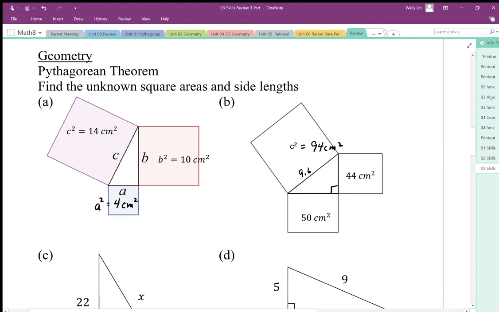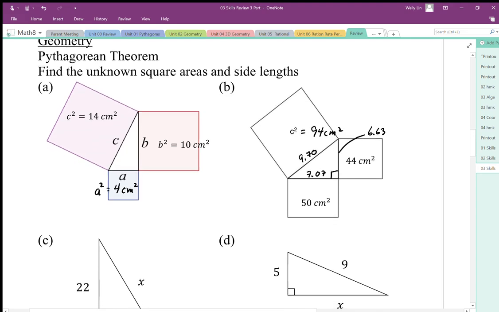The square root of 50 works out to be 7.07, and the square root of 44 works out to be 6.63. And notice that these two shorter sides do not add up to the length of the longer side. It's impossible. These two sides together will always be longer than that third side. It has to be because it's a triangle.